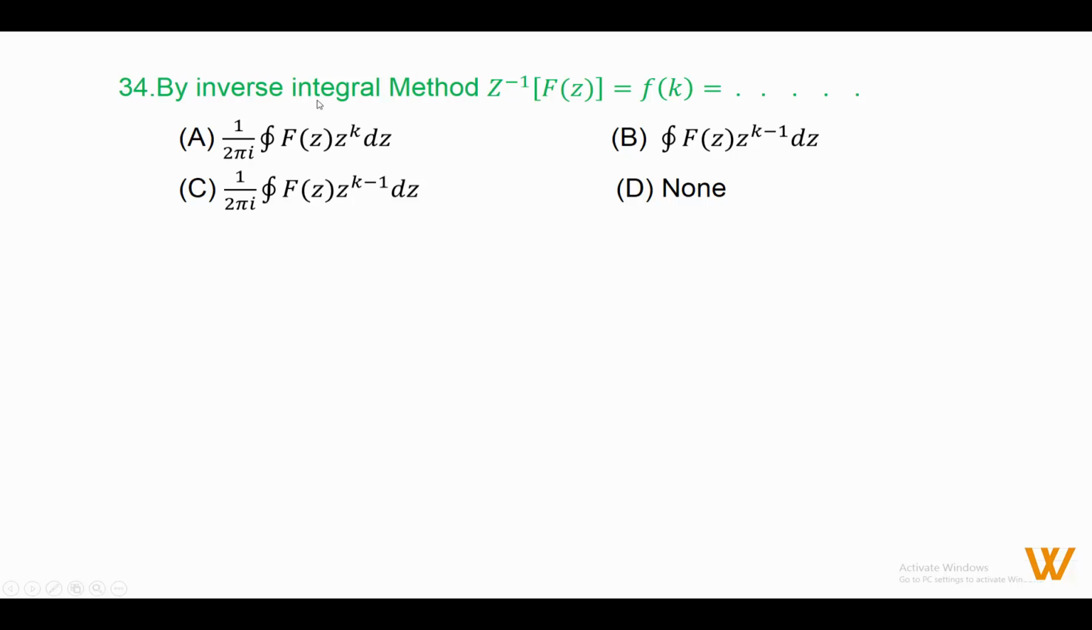34. By inverse integral method, Z inverse of f(z) equal to f of k is equal to dash dash dash, is equal to 1 upon 2 pi i integration f(z) z raised to k minus 1 dz. Means answer is C option, 1 upon 2 pi i integration f(z) z raised to k minus 1 dz.